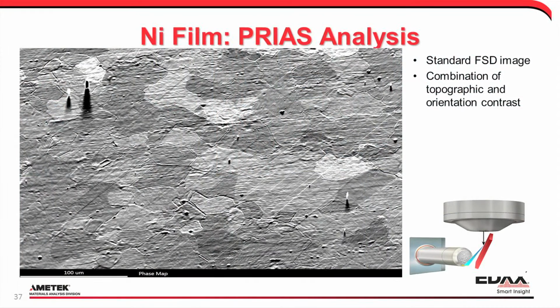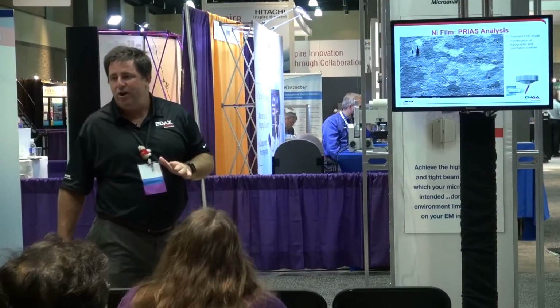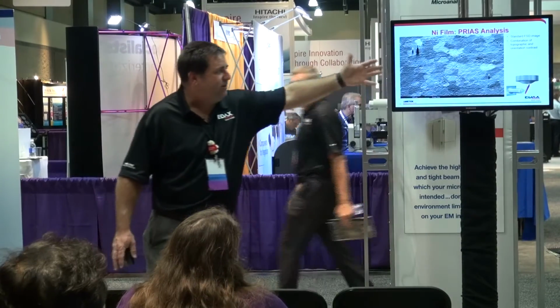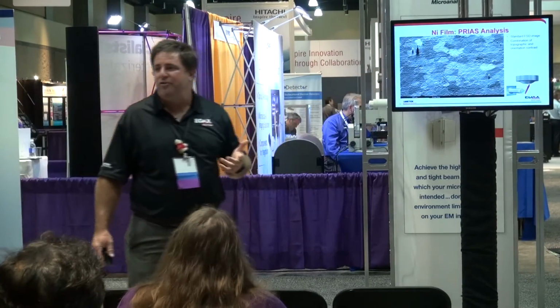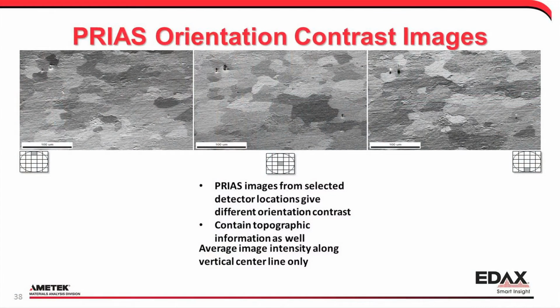So this is kind of the fun application of this approach. This is your general forward scatter detector image of a nickel film. You can see some topographical information in there combined with your orientation contrast. A lot of times with your imaging, you see multiple contrast mechanisms. When we tried the different regions, we still saw the same thing: orientation contrast plus changing topographical contrast.